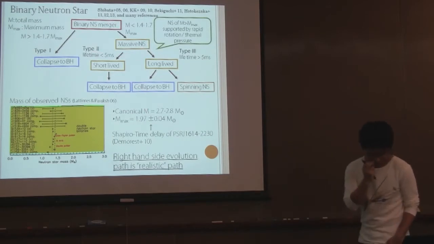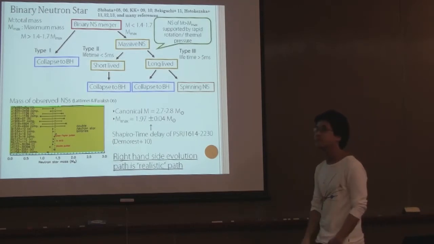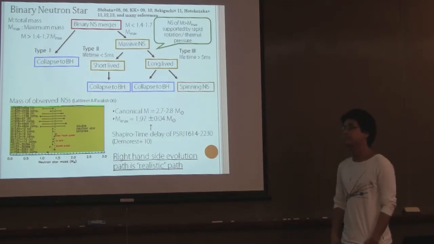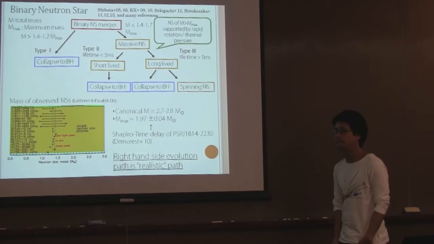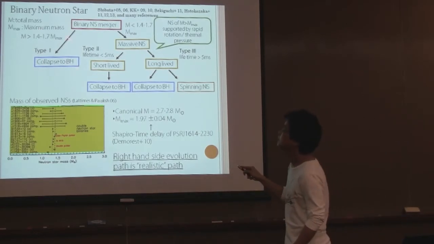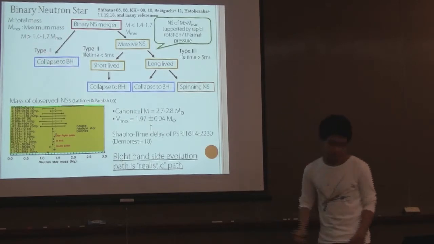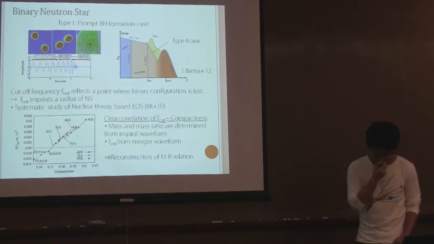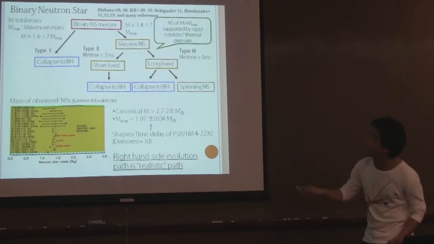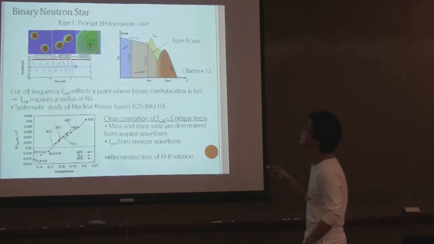But the 1.97 solar masses is just the lower limit on the maximum mass, right? The nuclear equation of state theory says something like between 2 and 3 solar masses. So what I want to say is that this case might be a rare case. So how can you distinguish these evolutionary processes by gravitational wave observations?